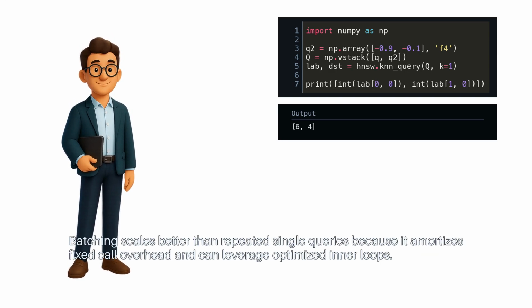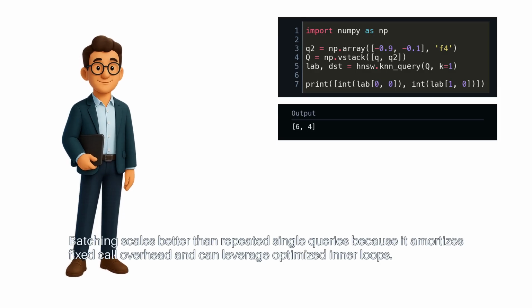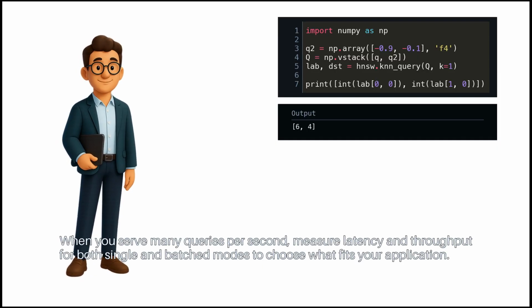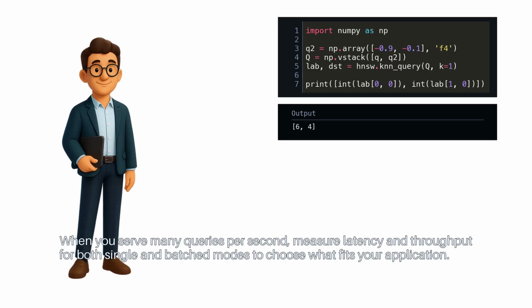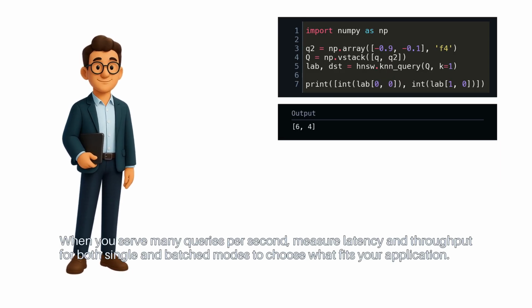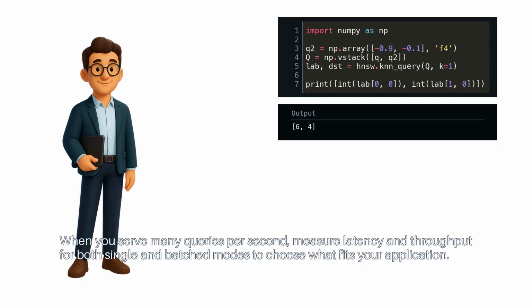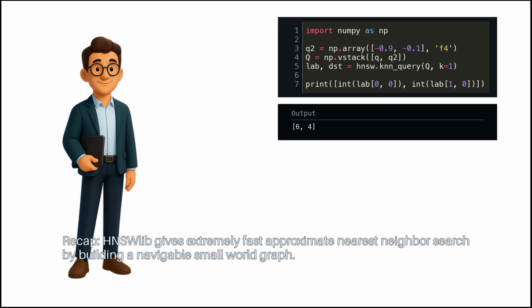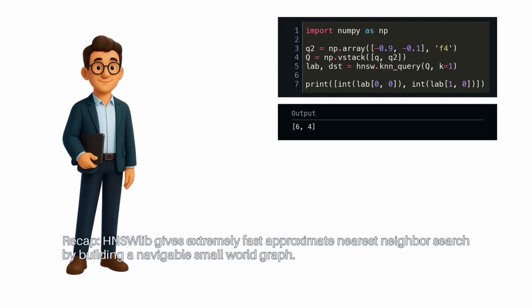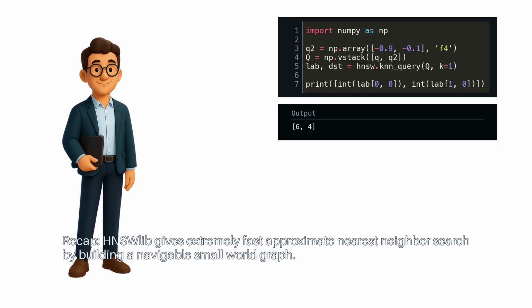Batching scales better than repeated single queries because it amortizes fixed call overhead and can leverage optimized inner loops. When you serve many queries per second, measure latency and throughput for both single and batched modes to choose what fits your application. Recap: HNSWlib gives extremely fast approximate nearest neighbor search by building a navigable small world graph.